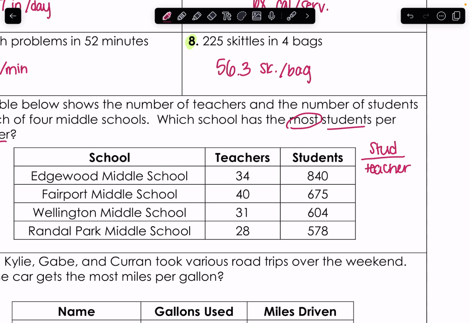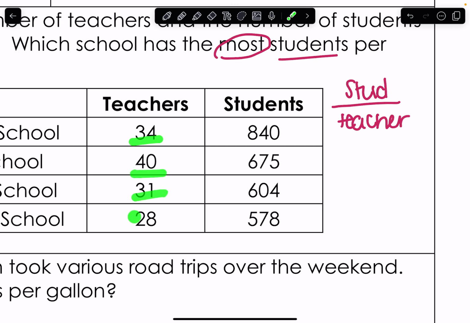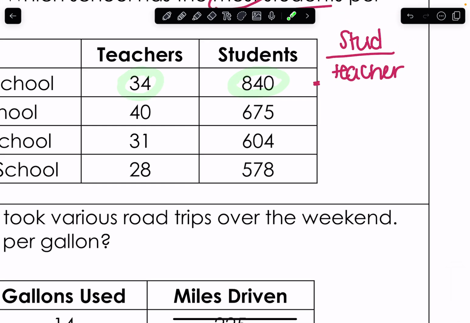And then in the end, I'm looking at the comparison. Which has the most students per one teacher, right? Not per 34 teachers or per 40 teachers or per 30, per 28, per 1. Okay, so we're going to go ahead and divide. So we're going to take, again, the student number, 840, divided by how many teachers that school has. So 840 divided by 34.